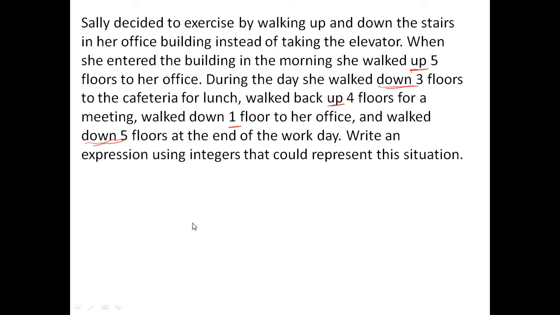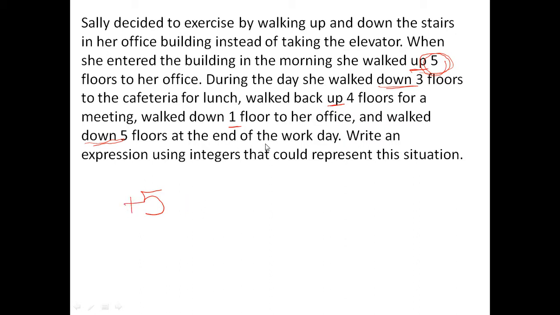Okay, so when you walk in the building in the morning, you are on level 1, or the 0 level, you're not on a level. And so this problem is actually going to start where she walked up first. And she walked up how many floors? She walked up 5, and so that's where we start. 5 floors. Positive 5 floors, because it's up.